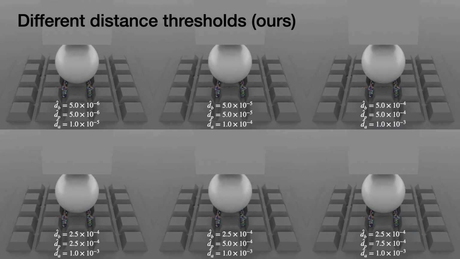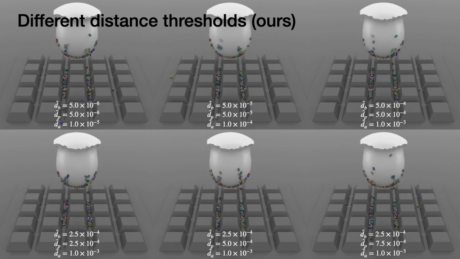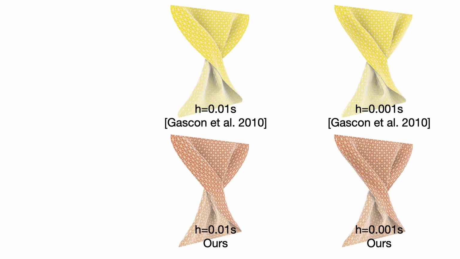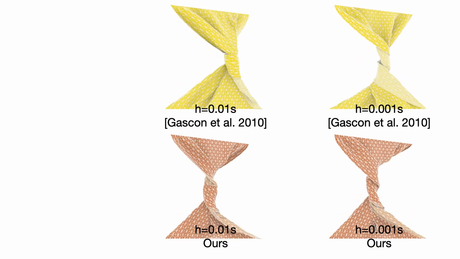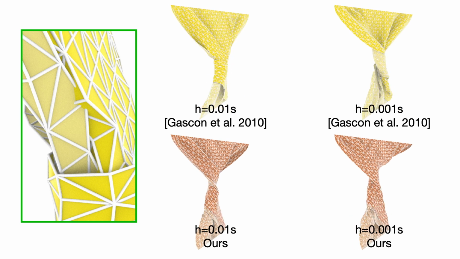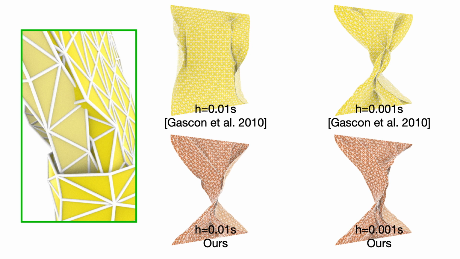In this study, we demonstrate that various distance thresholds yield comparable adhesion behaviors. We compare our method with the constraint-based method. When larger time step sizes are used, a penetration artifact occurs in the LCP solver, causing the twisting knot to deviate from its central location and resulting in a distinct final pose.